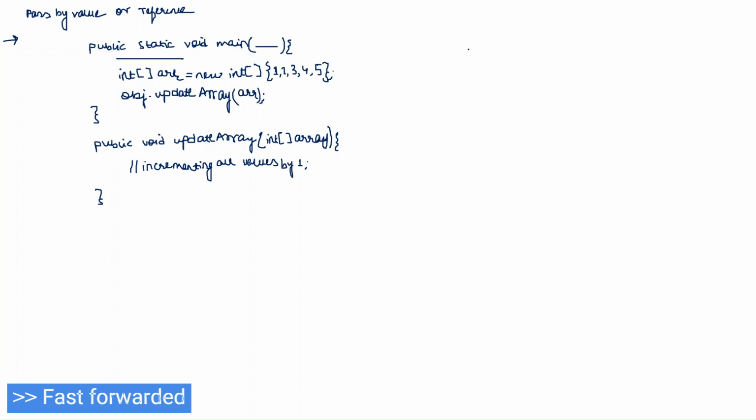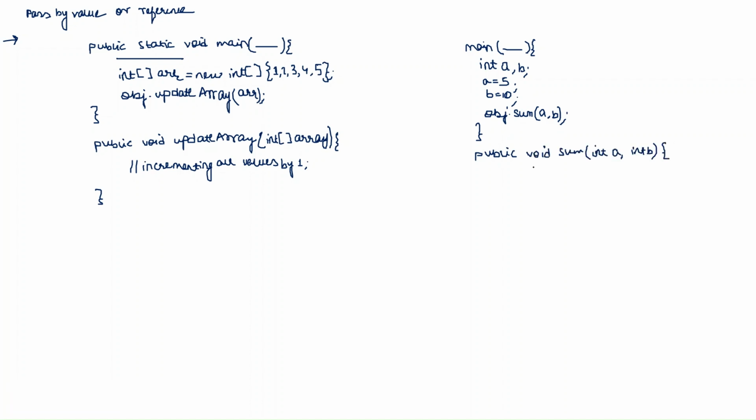And in the same way, in the main method, let's say I have primitive type int a is 5, b is 10, and I call obj dot sum, a comma b, and I have a sum method with int a, int b. Let me skip all of this part, and here basically I print the sum a plus b.